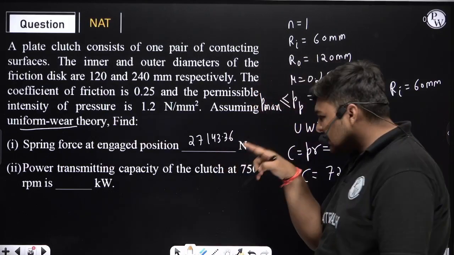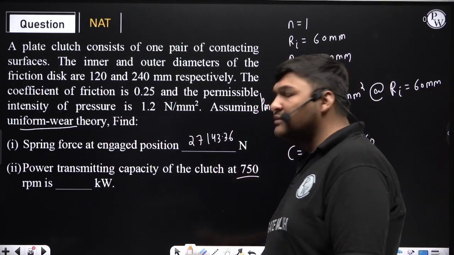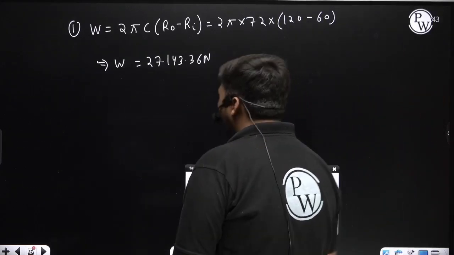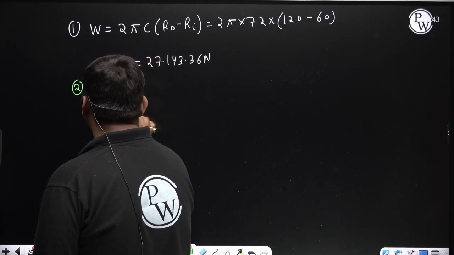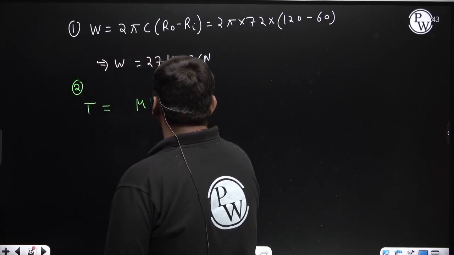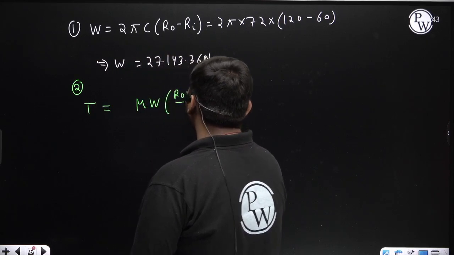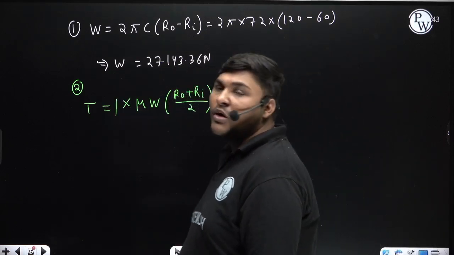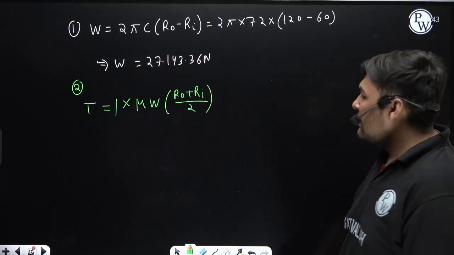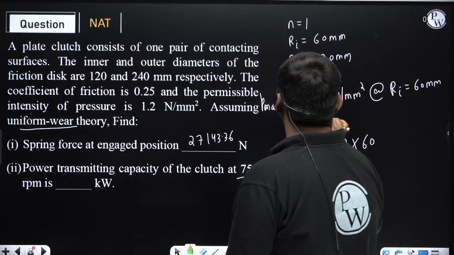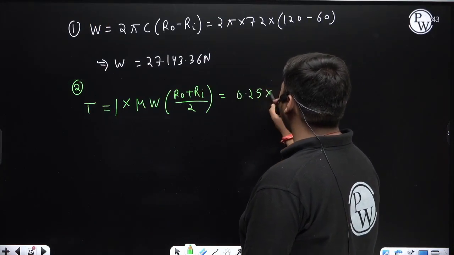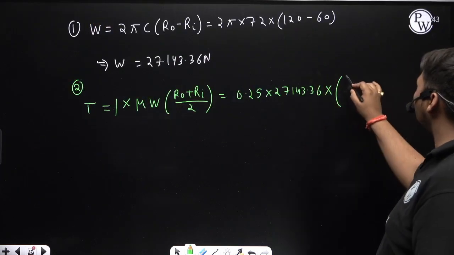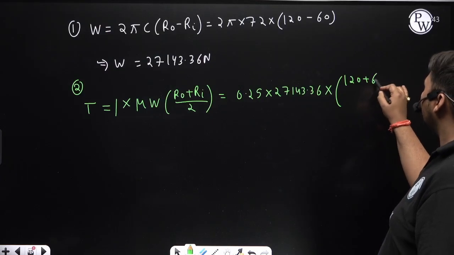Now the second part, the examiner is asking the power transmitting capacity of the clutch at 750 rpm. So first we will calculate torque transmitting capacity. Now the expression to calculate torque transmitted by the clutch by uniform wear theory is mu W into mean radius, which is R naught plus Ri divided by 2, because it is the expression of mean radius by uniform wear theory, into number of pairs of contacting surfaces. But right now in this case the number of pairs of contacting surfaces is 1, so we will multiply this term with 1. Now for torque transmitted, mu is already given, coefficient of friction, which is 0.25. W we have calculated, it is coming 27143.36 Newton into R naught plus Ri divided by 2, R naught is 120 plus Ri is 60 divided by 2.